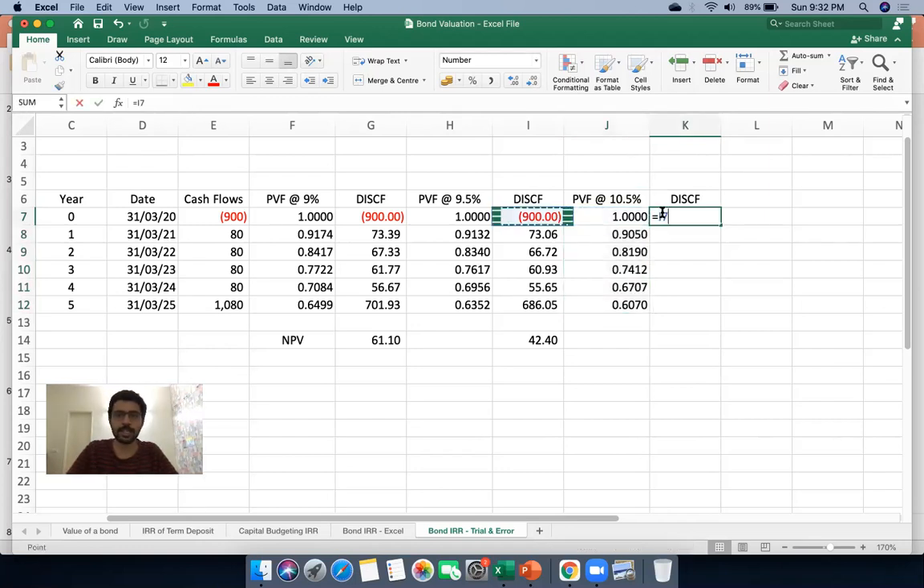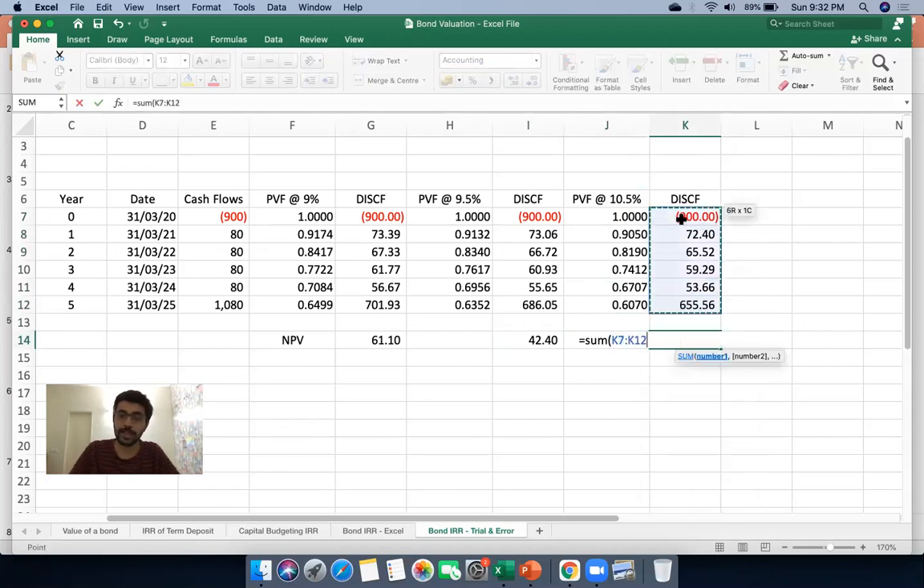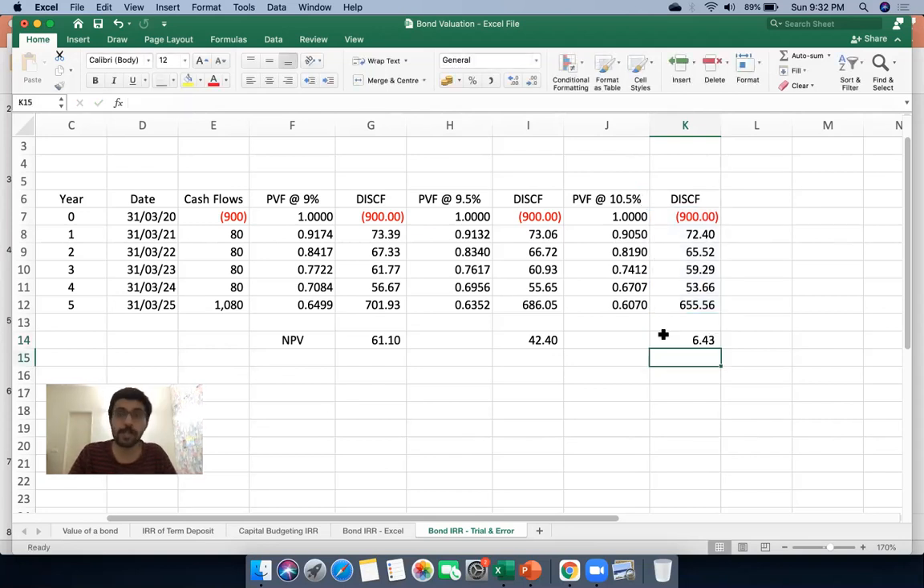And now I'm calculating the discounted cash flows as cash flow multiplied by the present value factor. And now I'm again using the formula equal to sum. And this time you again know the logic. If this is equal to 0, then it means that 10.5% is my IRR. 10.5% is the rate of return that I earn on this investment. Okay. I'm hoping that it becomes 0. Let's see how it is. It is still positive, but it is positive only by $6.